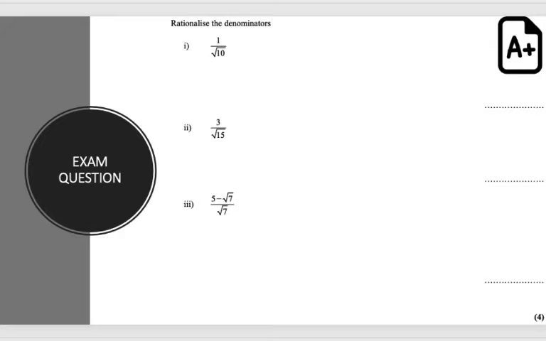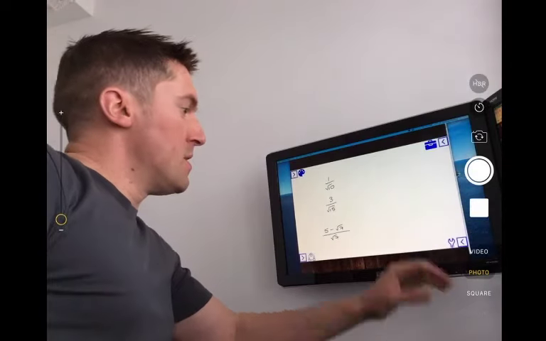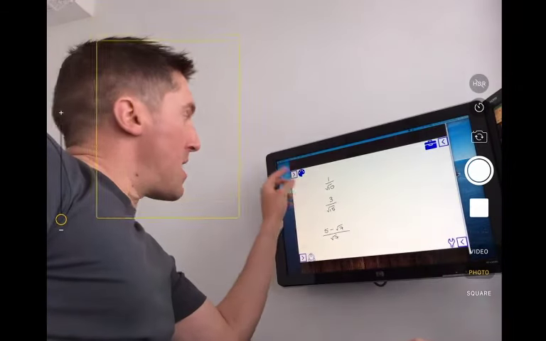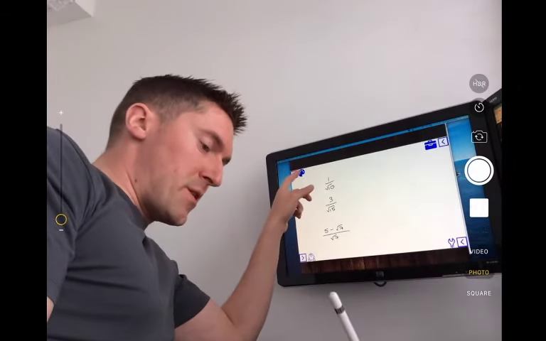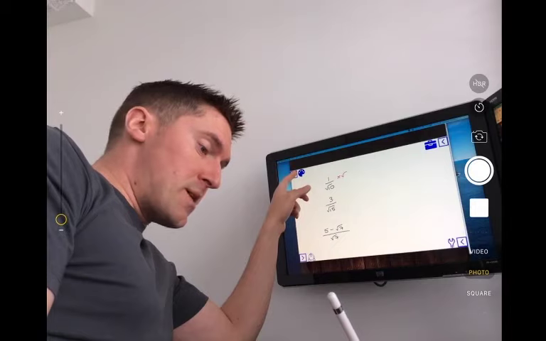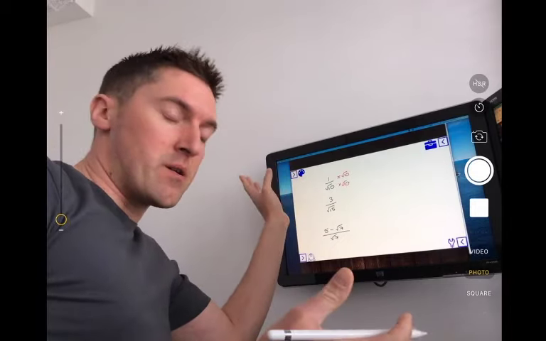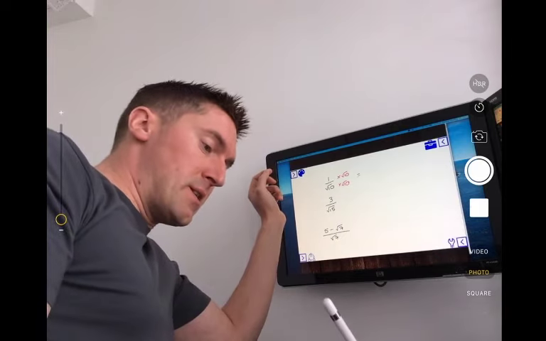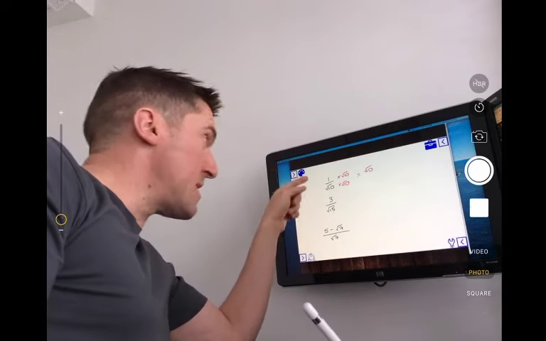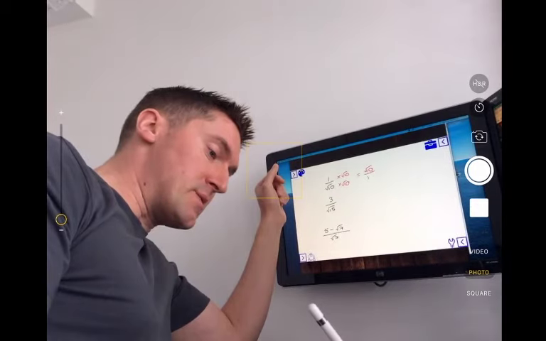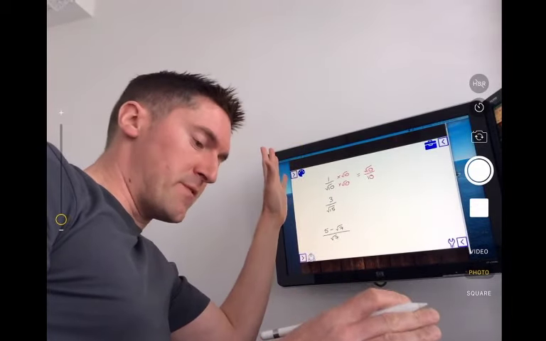Okay, hopefully that's given you long enough to have a go at all of those questions. So let's just quickly review them and see how well you've done. So with this question then, what we're aiming to do is multiply both the top and the bottom by root 10. Now typically this is probably only worth 1 mark in an exam. So we'd end up with root 10 over 10, and nothing there can then be simplified.